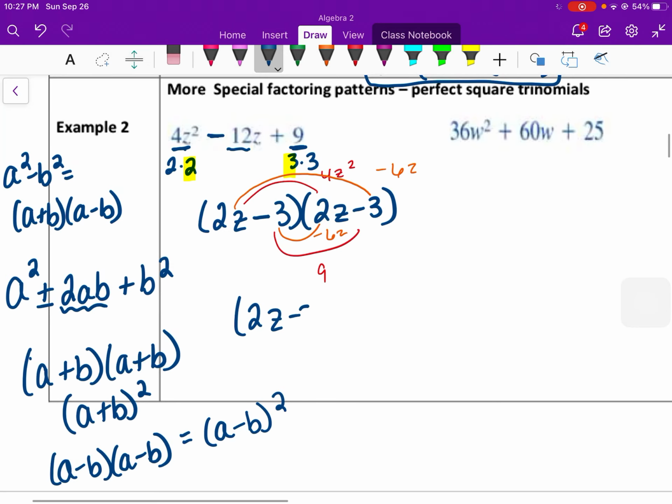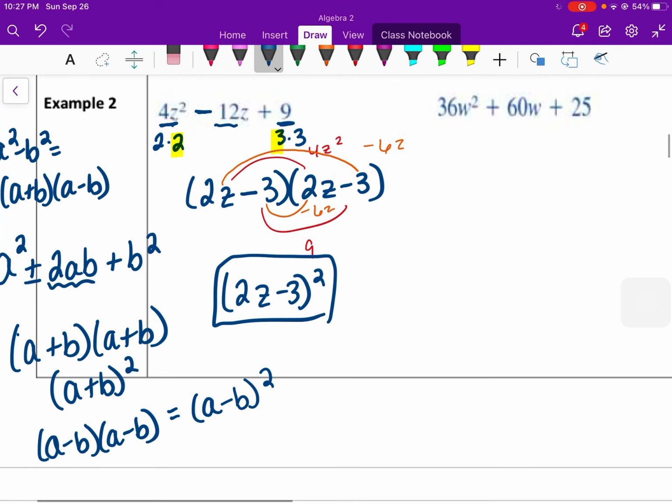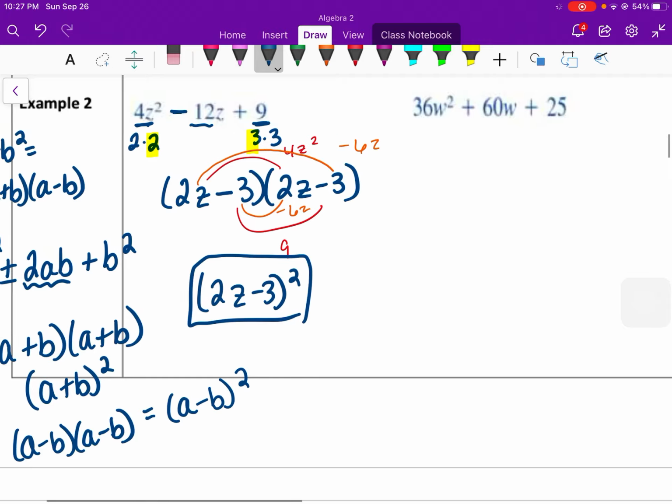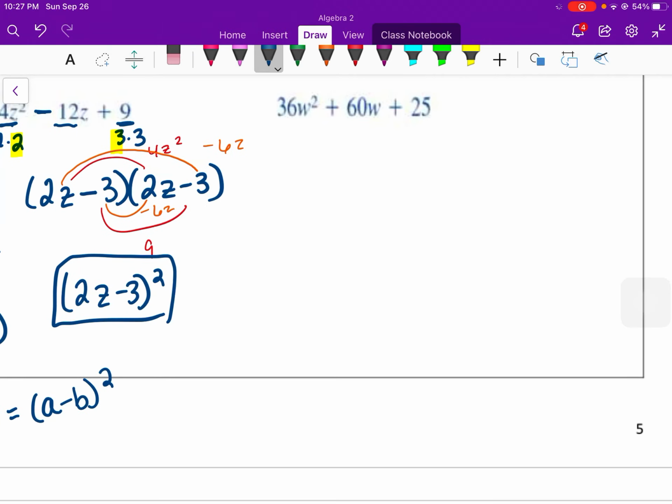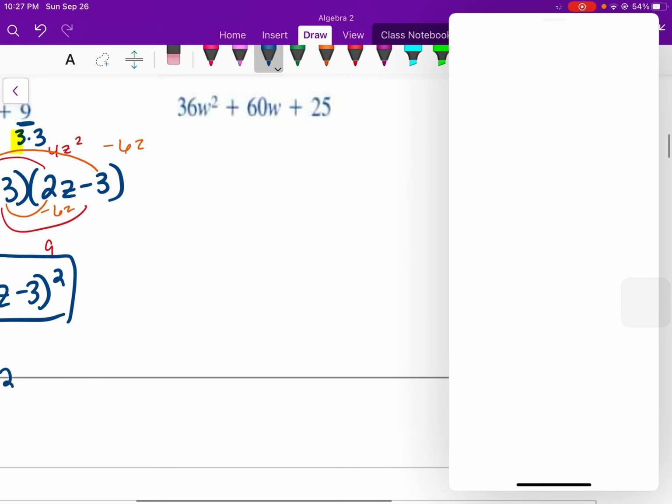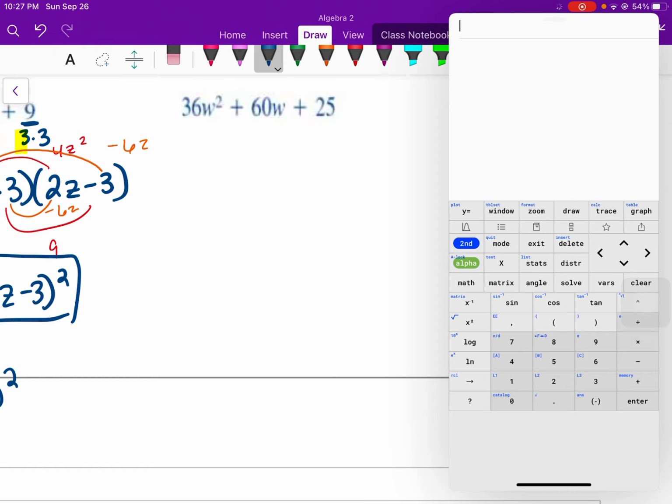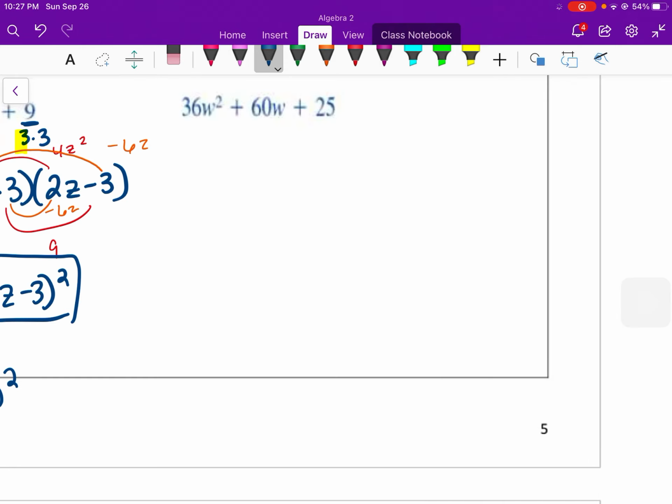So this one you can rewrite as 2z minus 3 squared. So 2 of those exact copies. That one would work just fine in the box. The numbers are small enough. But sometimes perfect square numbers are rather large, like this one. So multiplying using the box, you would have had to do 36 times 25, which is a very large number, and then 900, that adds up to 60, and so it might be harder to work with.